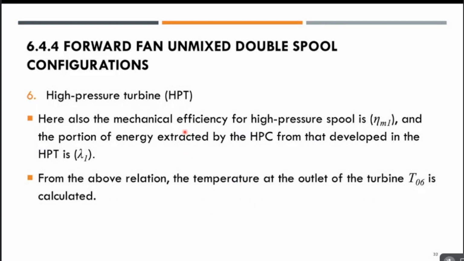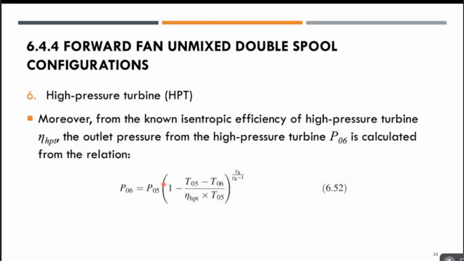Here there is also the mechanical efficiency for the high pressure spool, zeta M1, where M stands for mechanical, and the portion of the energy extracted by the HPC from that developed in the high pressure turbine is known as lambda 1. From the above relation, the temperature at the outlet of the turbine, T06, can be calculated. From the known isentropic efficiency for the high pressure turbine, zeta HPT, the outlet pressure from the high pressure turbine, P06, can be calculated over here.